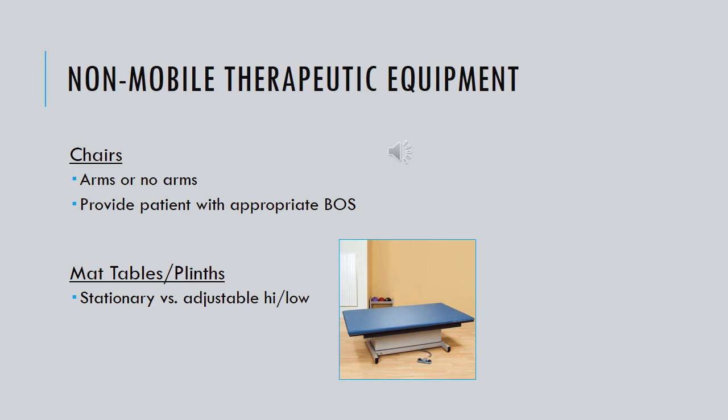We also have mat tables and plinths that are adjustable in height, and then those that are stationary. You may use that equipment in a variety of capacities, from having a large surface area to work on something such as rolling or transitioning. You may use that equipment as a surface for transitioning from the floor to stand, or for a child who's working on cruising. So many different applications for these types of non-mobile pieces of equipment.